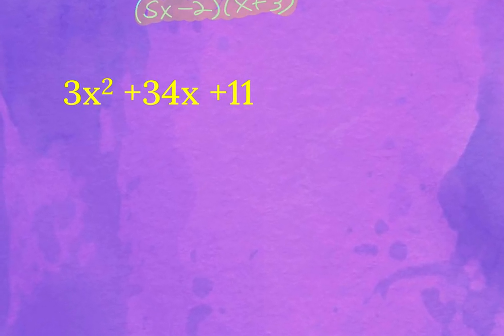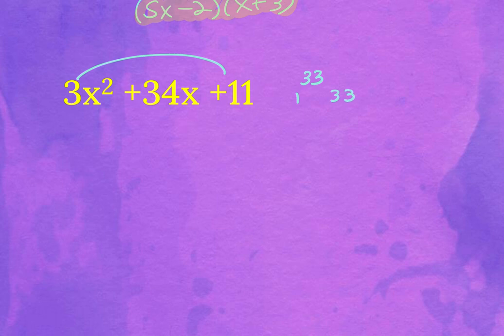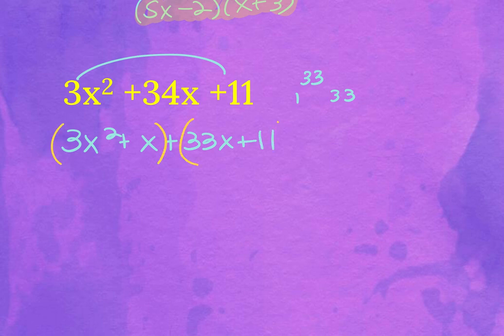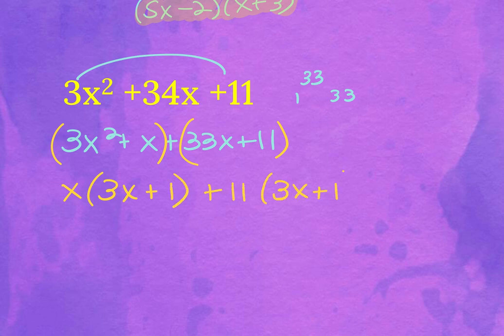All right, so this one, I'm going to multiply first times last. I get 33. Factors of 33 that sum to 34 would be 1 and 33. Replace the middle term and factor by grouping. So I'd get x and 3x plus 1, and I'd get 11 and 3x plus 1. So I get 3x plus 1 and x plus 11. Questions on that one?